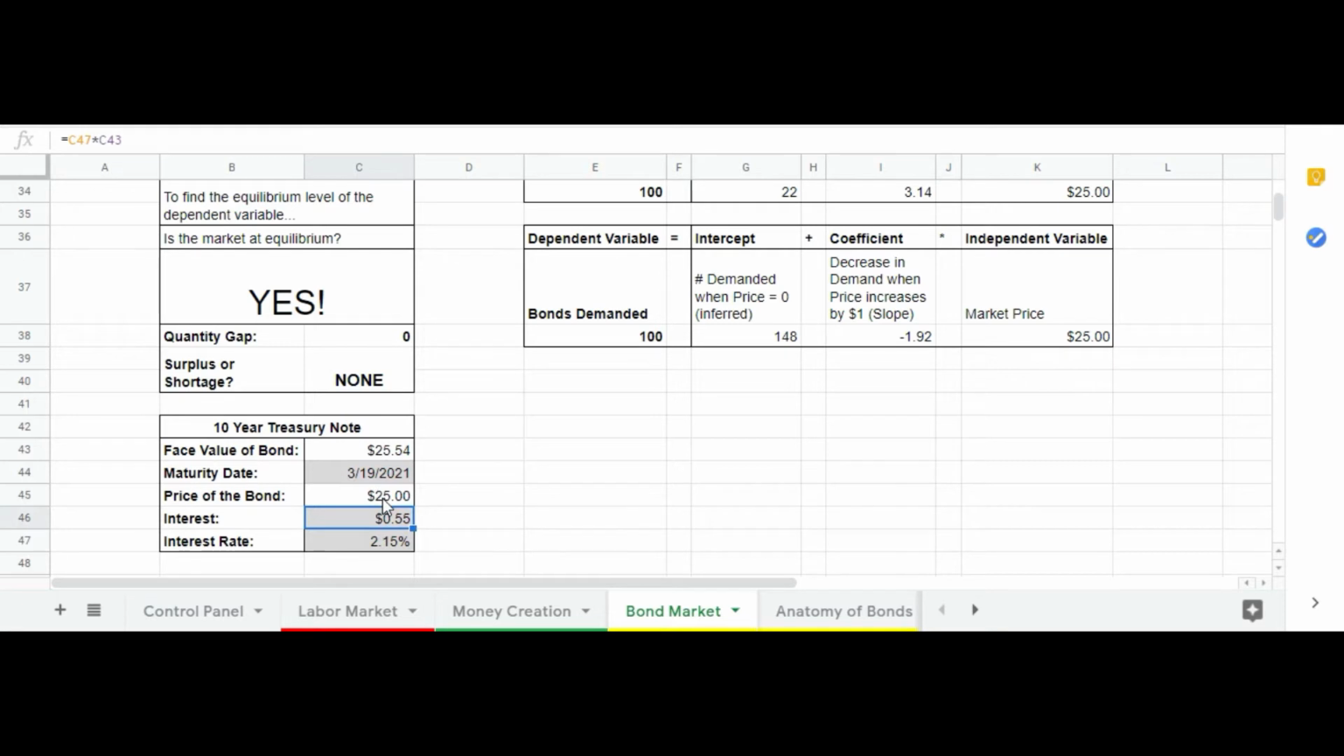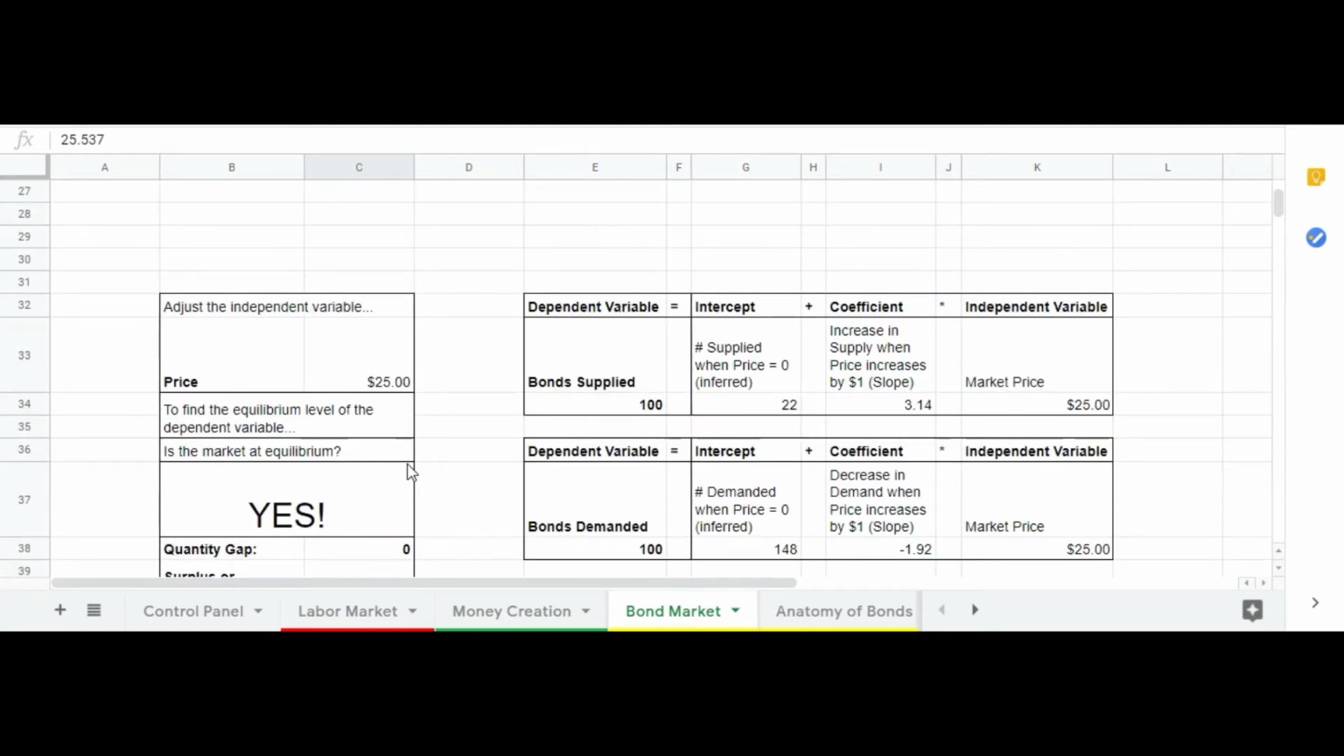Now, again, I want to just emphasize that this is a theoretical bond and this is a very simplified model. So in our simplified model, the price of the bond is the determinant of the interest rate effectively, in the sense that the interest payment is the face value of the bond minus the price. So as we change the price, it will determine the interest by keeping the face value as a constant. In this case, the constant being $25.54.